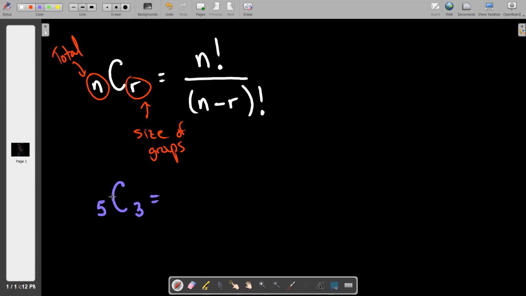By the way, when you see 5C3, do you agree then that n is 5? What's going to go on top of my fraction then? Factorial. The formula actually involves factorials. Isn't that amazing? And then on the bottom, I have to take a factorial, but first I have to do a little bit of second grade math. What is n minus r in my purple example? What is 5 minus 3? It is 2.